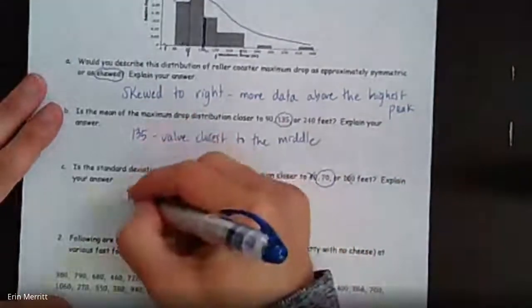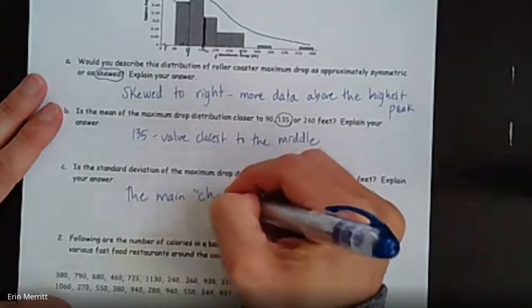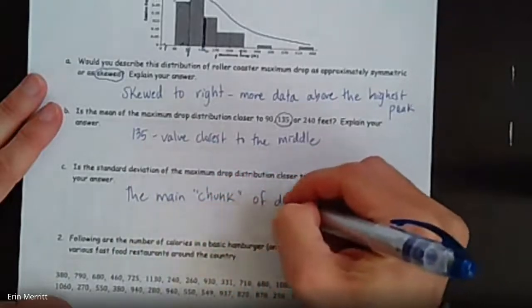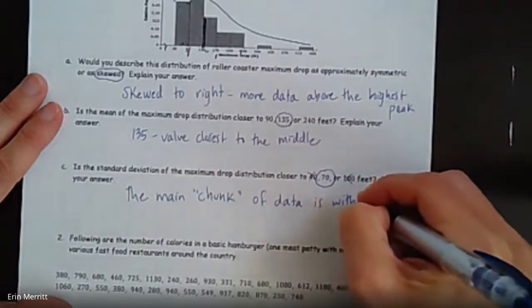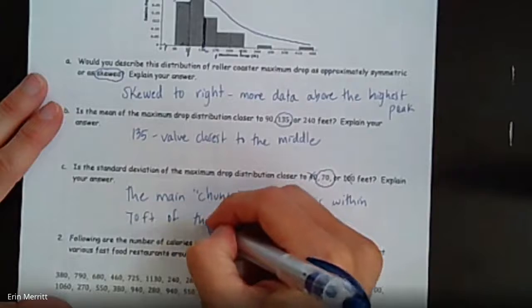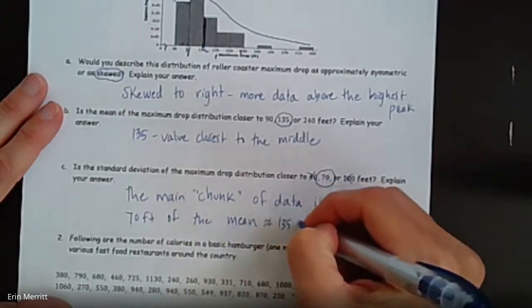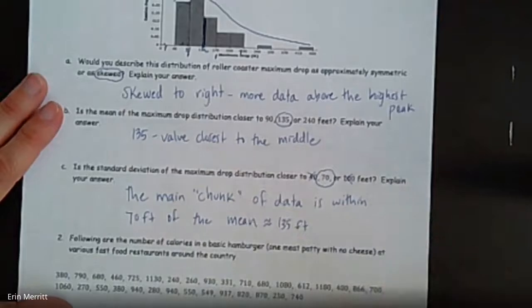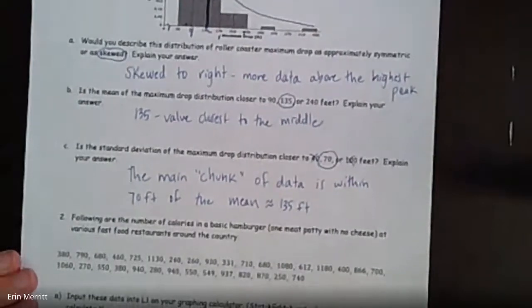So I would say the main chunk of data is within 70 feet of the mean, which we said was about a 135-foot drop. And like I said, don't worry about calculating that in the future. We will show how to calculate it in just a second here on our actual calculators.